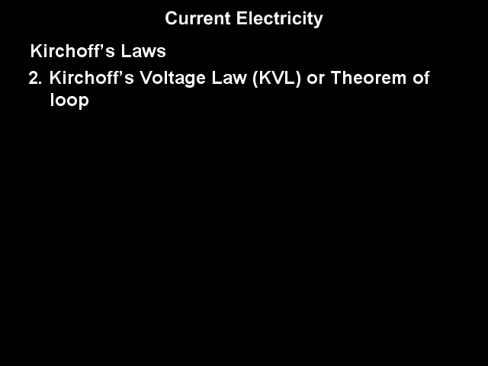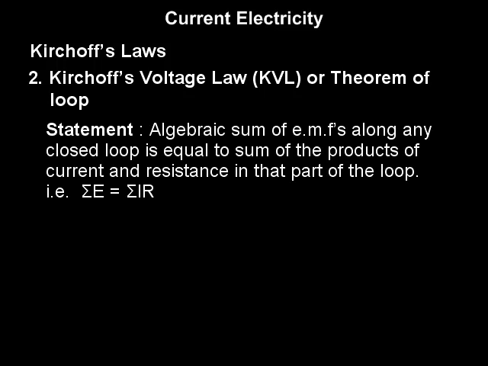The second law is called Kirchhoff's voltage law, KVL, or the theorem of loop. The statement is like this: algebraic sum of the EMFs along any closed loop is equal to the sum of the products of currents and resistance in that part of the loop. That is, sigma E is equal to sigma IR.